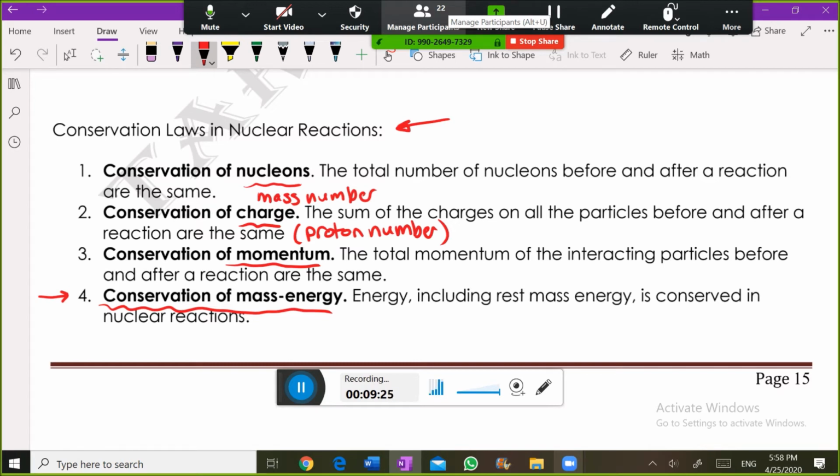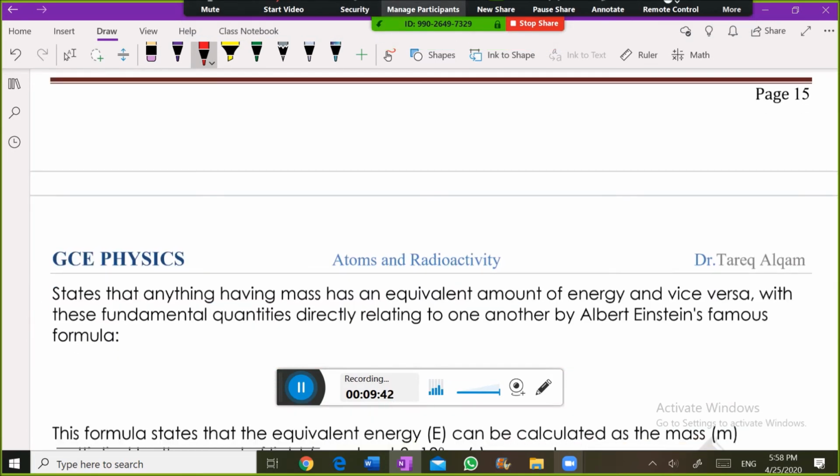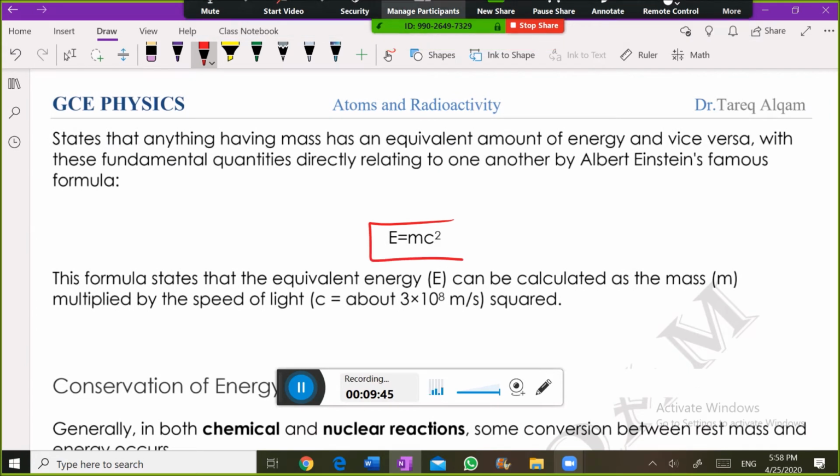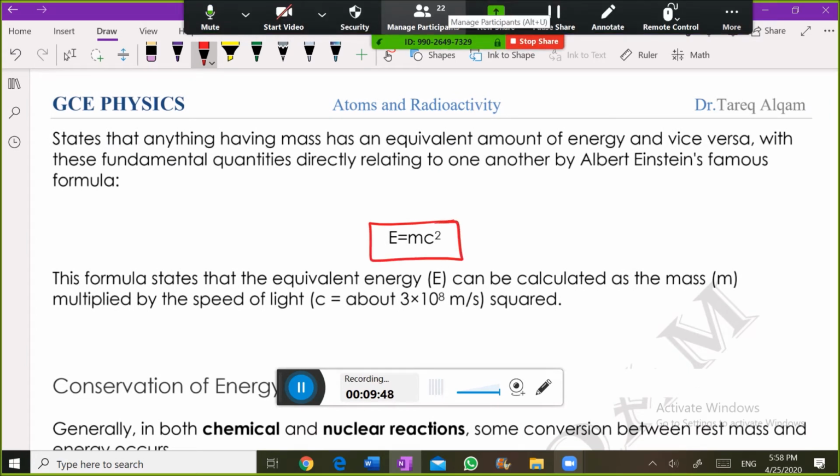Einstein found something new at that time. He found that, guys, it's not a conservation of energy, it's the conservation of mass-energy. He found a relation between mass and energy, and I think you are familiar with this formula, which is E equals mc squared. Using this equation, Einstein claimed that we can convert any mass to energy and vice versa. We can convert any energy to mass. So basically, he used energy and mass as one quantity.